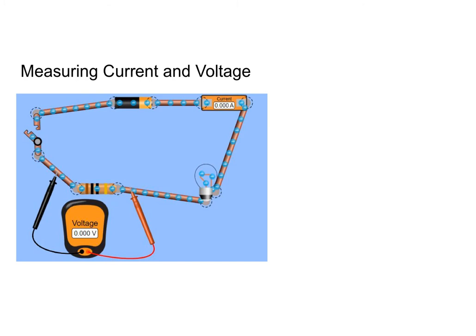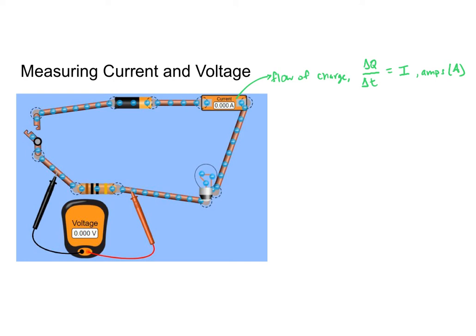Now, the other thing I'd like to discuss is how we can actually measure the current and the voltage in the circuit. So current is going to be our flow of charge. So that's going to be our change in charge, which we're going to use the letter Q to represent, over time. And we're going to use the letter I to represent current. We're going to measure our current in amps, which we use the capital letter A to represent.